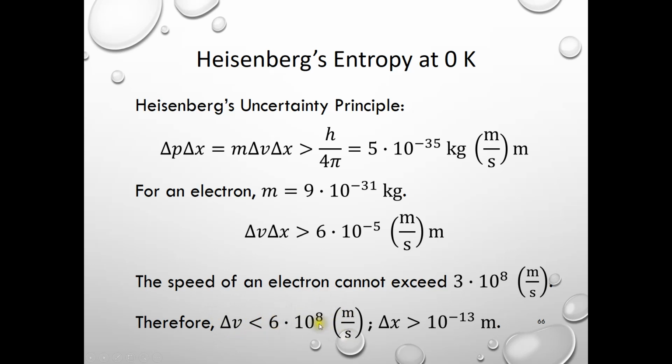And we can plug in this value here. We conclude delta X must be greater than 10 to the power of negative 13 meters. The uncertainty of the position of any electron must be greater than 0.1 picometer or 0.001 angstroms.